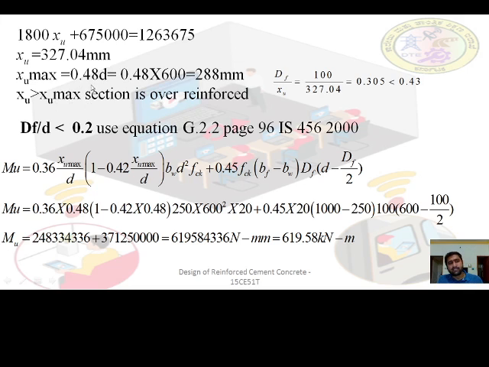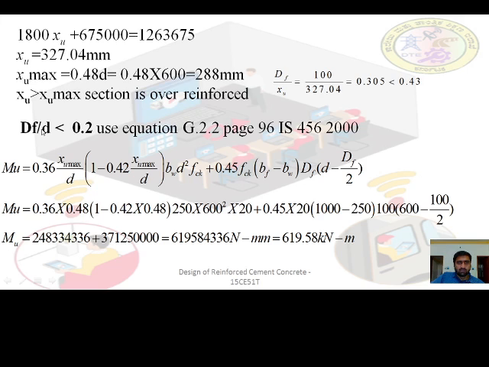So we will calculate the XU max, 0.48 times the depth. So 0.48 into 600 works out to be 288 mm. On DF by XU value also I have checked, it is less than 0.43. So XU is greater than XU max. The section is over reinforced, so no need to calculate actually this one. XU is greater than XU max, the section is over reinforced. Then once the section is over reinforced, we will check the DF by d value.